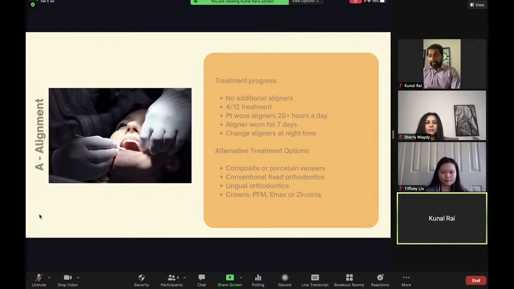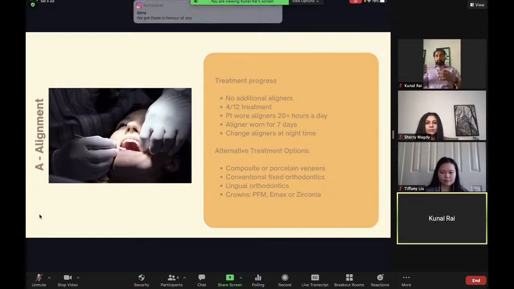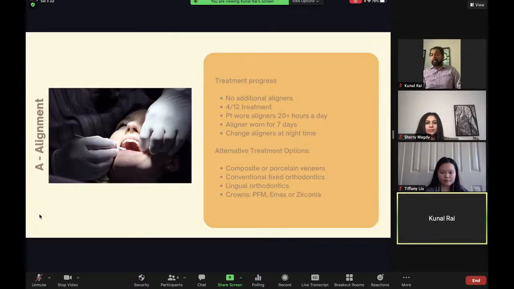Now, with everything, there are alternative treatments. There are some destructive treatments, such as crowns. You can have different types of braces, such as lingual orthodontics, conventional orthodontics, or veneers. One thing you need to keep in mind is that with fixed braces, there are certain wires that only do one movement at a time. Hence why it takes such a long time. Whereas in Invisalign, they can do multiple movements at the same time, which makes the treatment shorter.